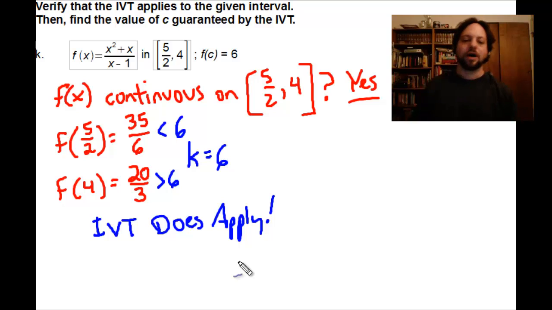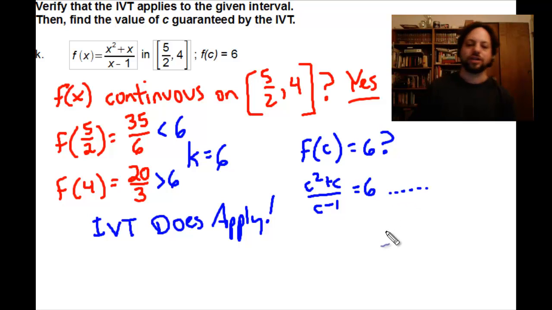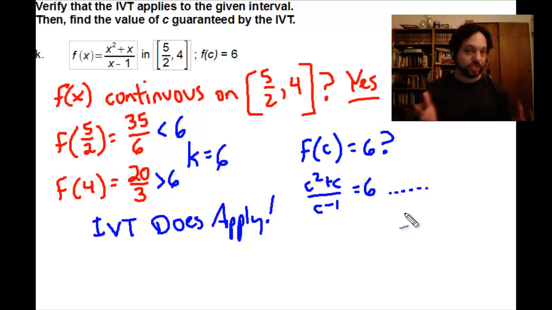Now, the next step of this problem is to find the value of c guaranteed by the IVT. In other words, for which value of c would I get f of c equals 6? Well, that shouldn't be too bad. f of c, if you plug c into this, is simply going to be c squared plus c all over c minus 1. That should equal 6. And from there, all you need to do is a little bit of math. If you want to pause the video, work it out, and see what you get, I will tell you right now, you will get 2 answers, but only one of them is correct. Interesting. So pause the video, give it a quick shot, come on back when you're ready.